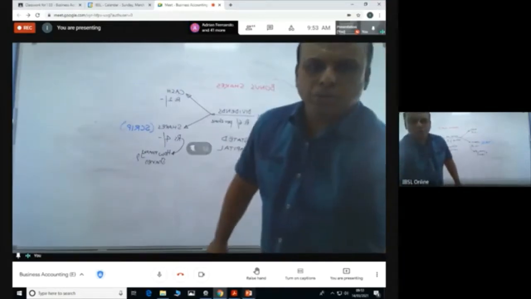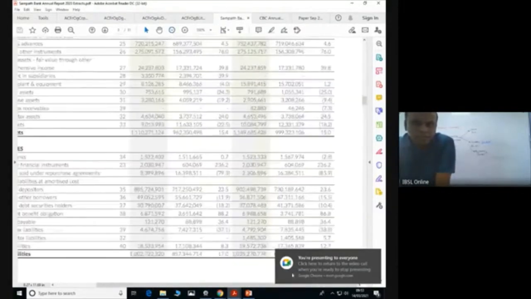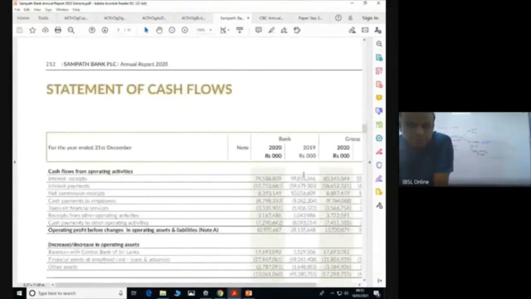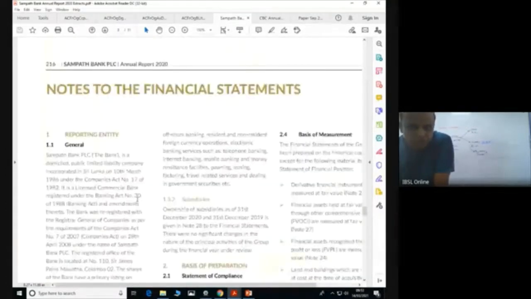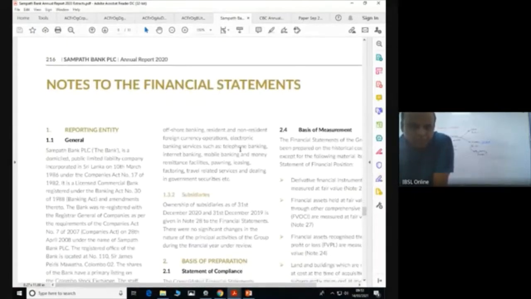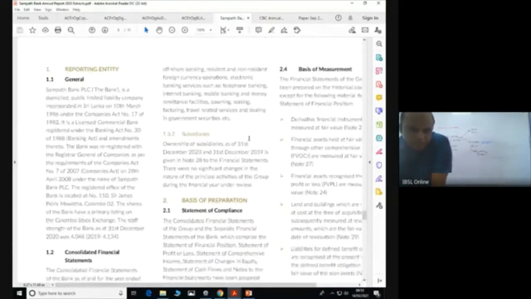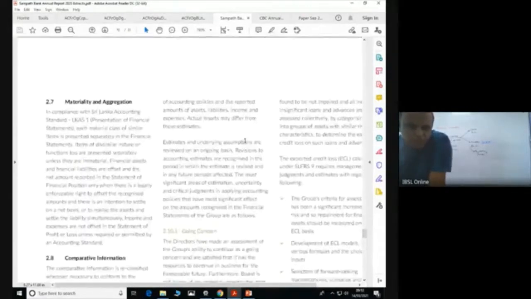I will also show you, going back to the financial statements of these companies or the banks. I have also given the statement of cash flows. Don't try to look into it right now. Just have it for your information. This is the notes. As I told you, these are the notes to the financial statements. You can just go through. I have just taken 2 pages.